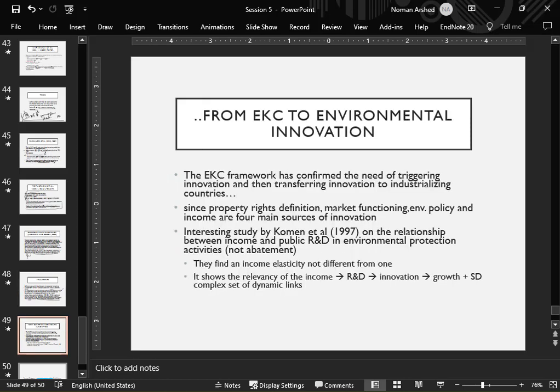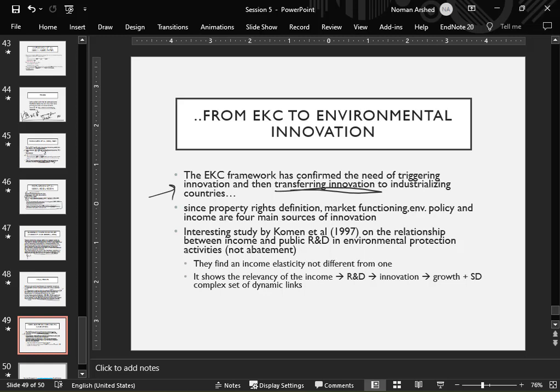So the EKC framework has confirmed that there is a need to trigger innovation. Why? Because we found out that the cutoff points are not the same, and sometimes they don't exist, and sometimes they are very far. So we need to innovate quickly, so that we can move from positive to negative.